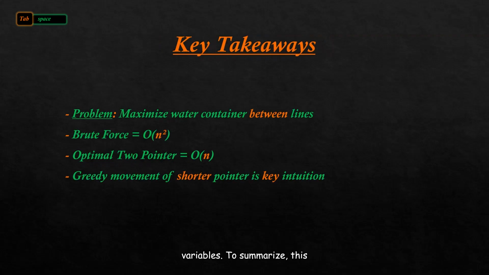To summarize, this problem is about maximizing the area formed between two vertical lines. The brute force method is easy but slow. The two-pointer method is fast and elegant. The key intuition is that only moving the shorter line inward can potentially improve the result.